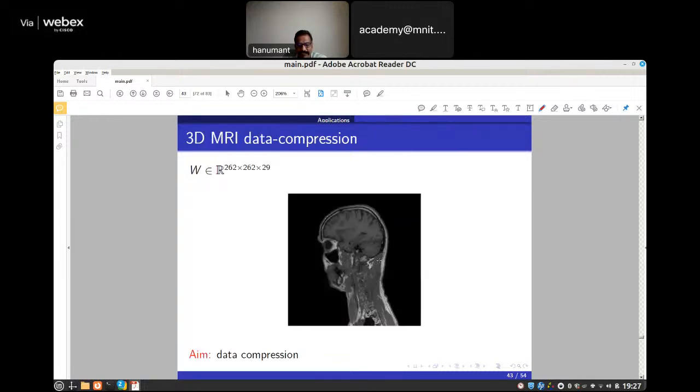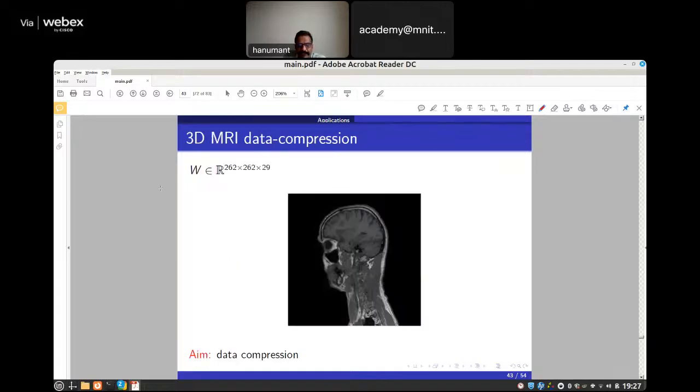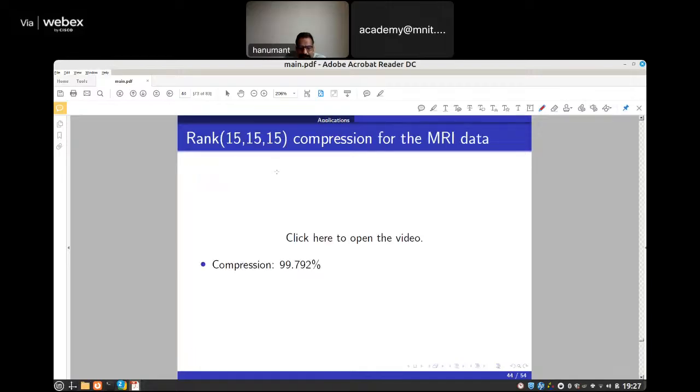Now what I am doing here is I am retaining only, out of this 262, the 15 components here, 15 components here, and 15 components here. Because it is a three-dimensional thing, compression means 99.79% of the data I will remove, and just check what is happening. Please remember that 99.79% means I am taking less than half a percent of the data, but still you can see that things are working.